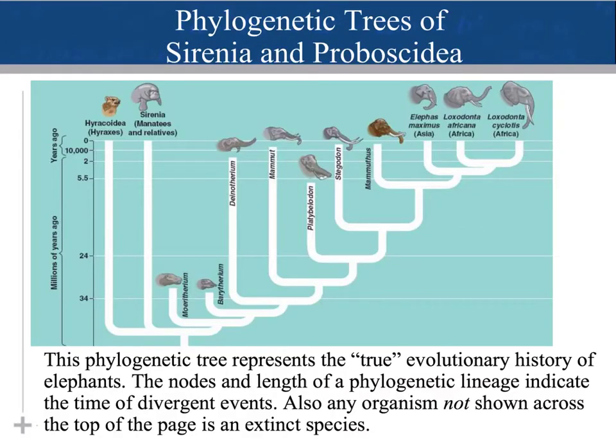Right, so here's an example of one. This shows the evolutionary history of what we know as the elephant. And these are all of the organisms that are part of the elephant's evolutionary tree. So I want to point a couple of things out to you.